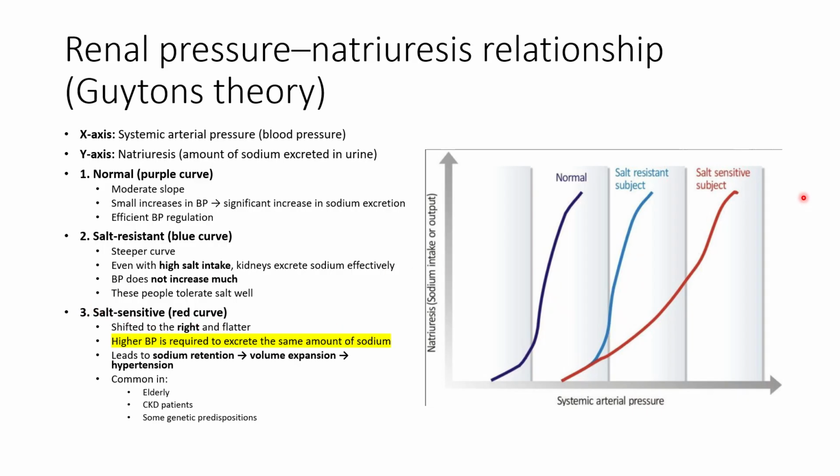Then salt sensitive. These are the people who need to have a dietary control on salt. The first thing you see is that the graph has been shifted to the right. That is, the amount of BP required to excrete this amount of sodium has progressively increased. Second, this graph is no more steep but very flat. This is seen in patients with CKD, the elderly, and some with genetic predisposition, in which, as you increase the salt intake, the amount of blood pressure required to excrete that amount of salt increases substantially.